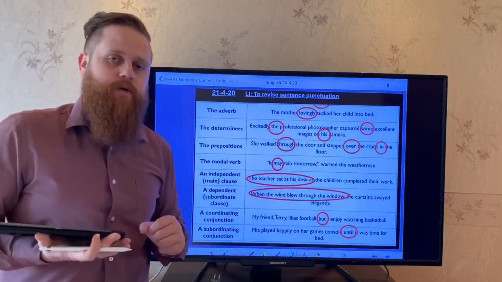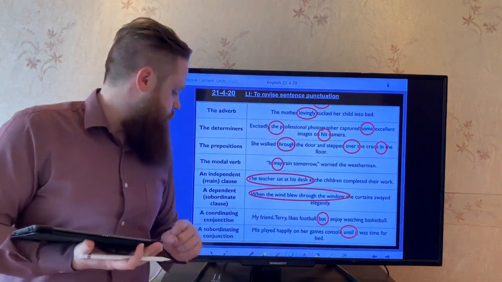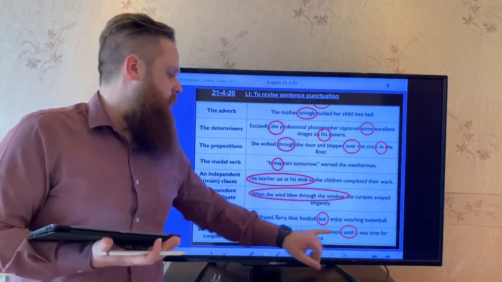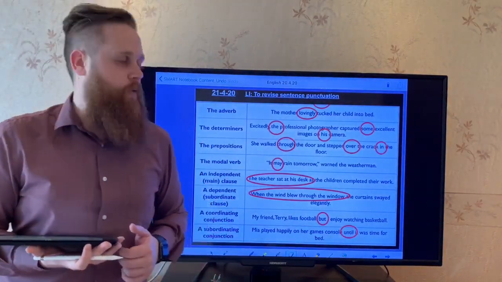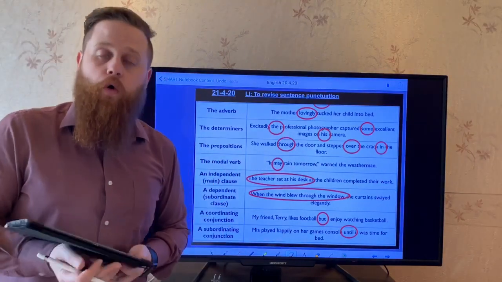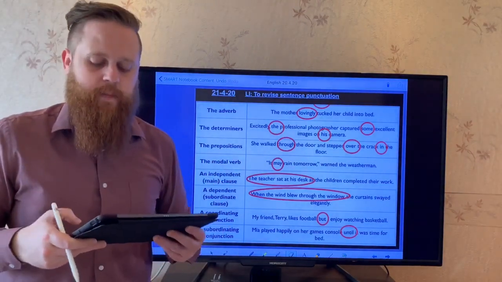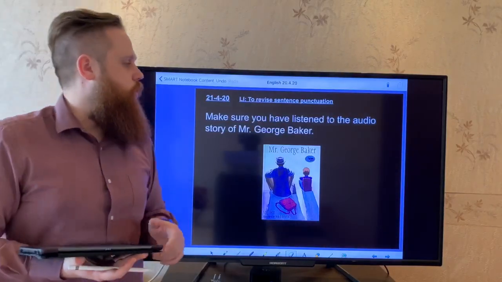The coordinating conjunction, FANBOYS, is but, and the subordinating conjunction, introducing the subordinate clause here, is until, okay? So well done if you got them all correct. Excellent work, Year 6.